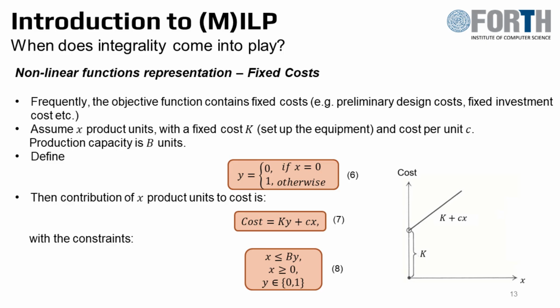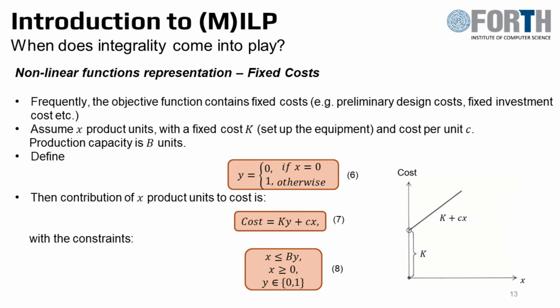The modeling structure typically involves a binary activation variable, y, and a continuous activity variable, x. For example, assume x product units with a fixed cost k, that is the cost for setting up the equipment, and cost per unit c. In addition, production capacity is b units.